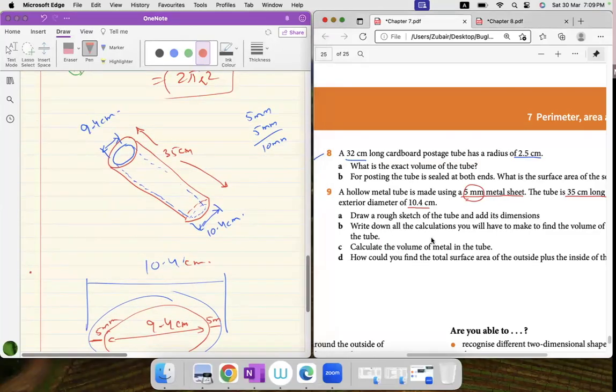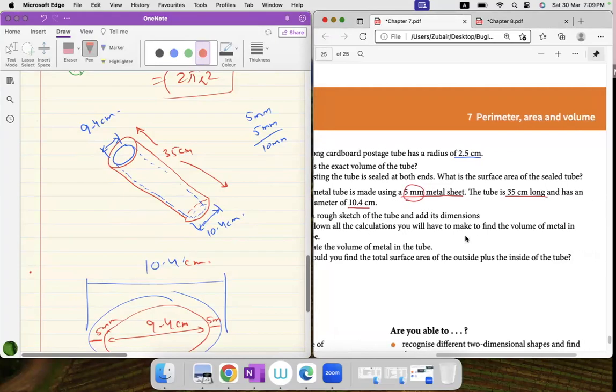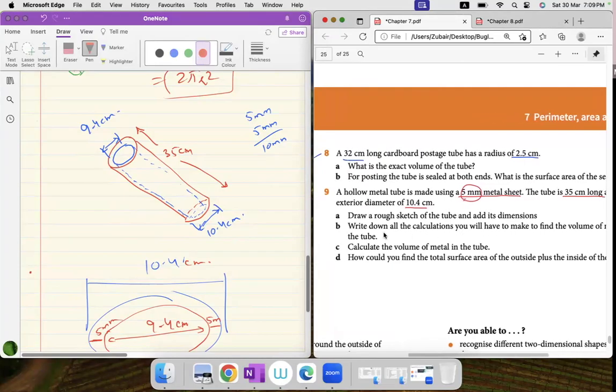Now write down all the calculations you will have to make to find the volume of metal in the tube, the material. Well, I think you can first find the normal one without the thickness included, and then subtract the smaller circle. So one is the complete section and then we subtract the hollow section. That's right.